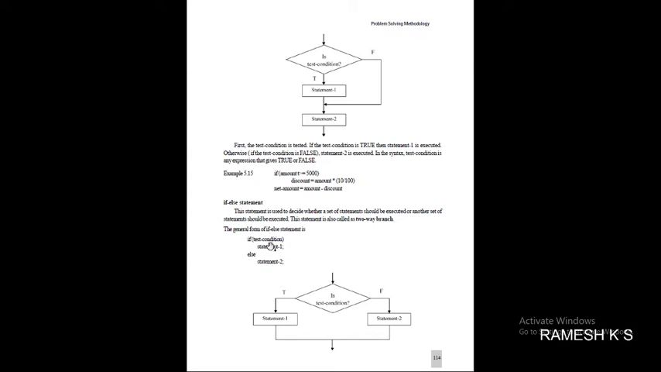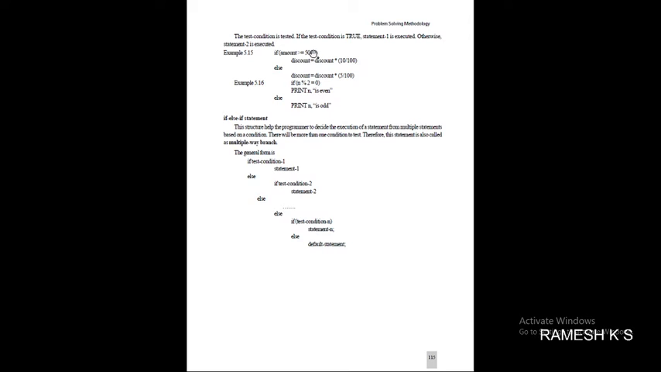This is the syntax. If the test condition is true, statement 1 will be executed. If the test condition is false, it will jump into the else block and execute statement 2. Consider this example, you can understand it very easily. If the amount is 5000 or more, this statement will be executed. If the amount is less than 5000, the else will be executed.